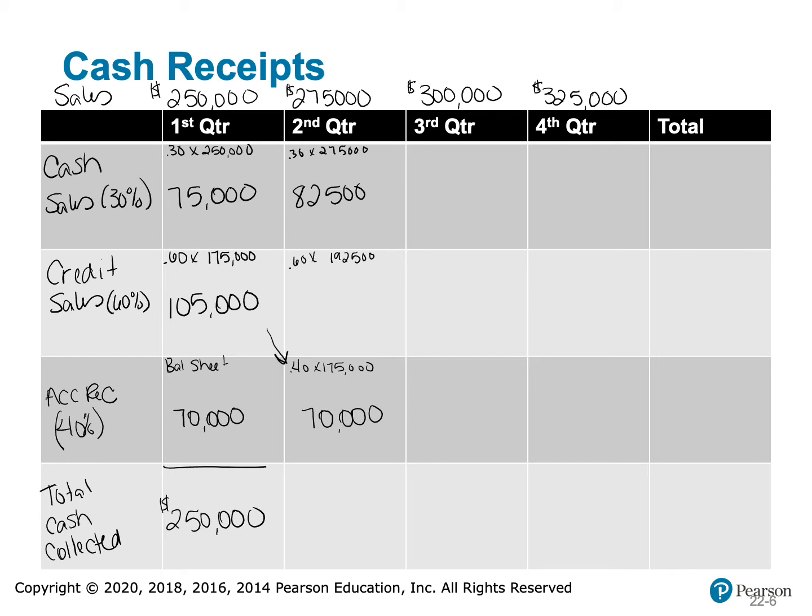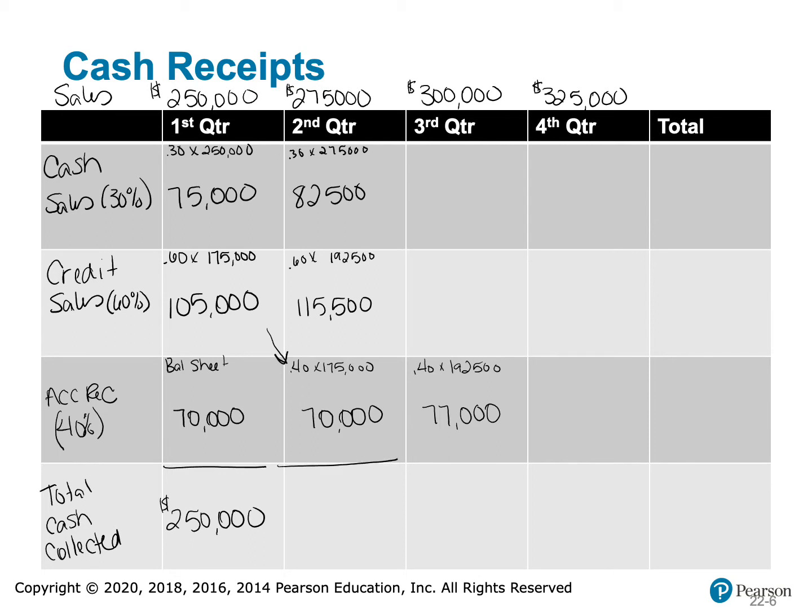So 60% of 192,500 is 115,500. Okay. Now the other 40% of this 192,500 will be collected in quarter three. So I'm plugging this in my calculator here as we go along. So that means 77,000 will be collected of quarter two sales in quarter three.